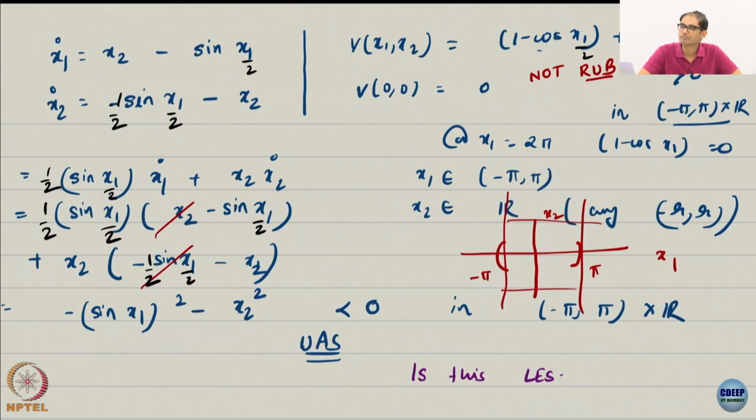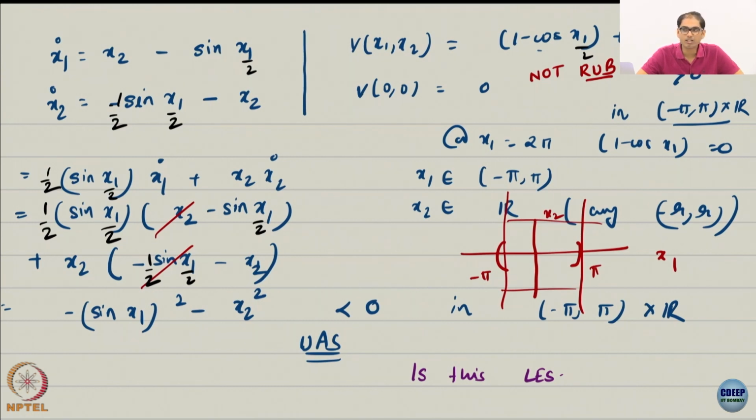What will it be? Minus 2 pi to 2 pi. How are you computing it? So you want 1 minus cosine x1 by 2 to be 0. You are looking at where that is 0. So you want cosine x1 by 2 to be 1. Okay. Where is that?